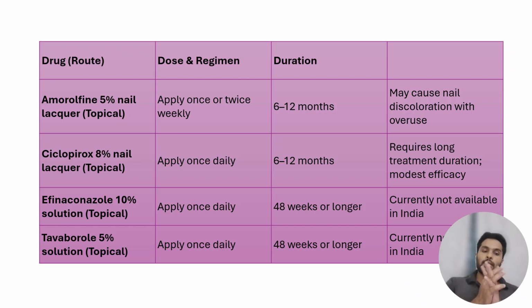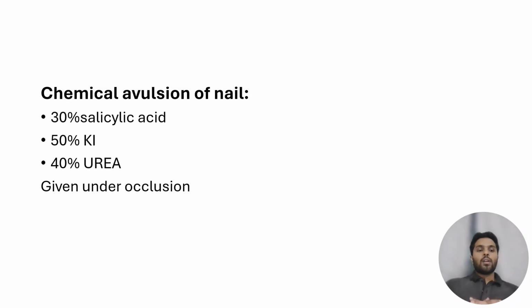5% amorolfine should be applied once or twice weekly for a period of 6 to 12 months. Ciclopirox, while it's applied daily for 6 to 12 months. Also, chemical avulsion of the nail can be done using 30% salicylic acid, 50% potassium iodide, and 40% urea. It's given under occlusion.